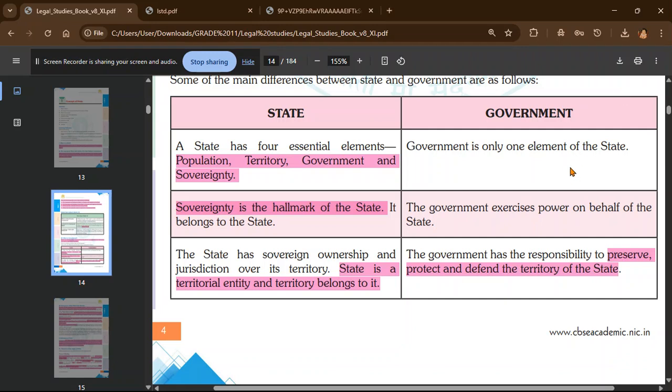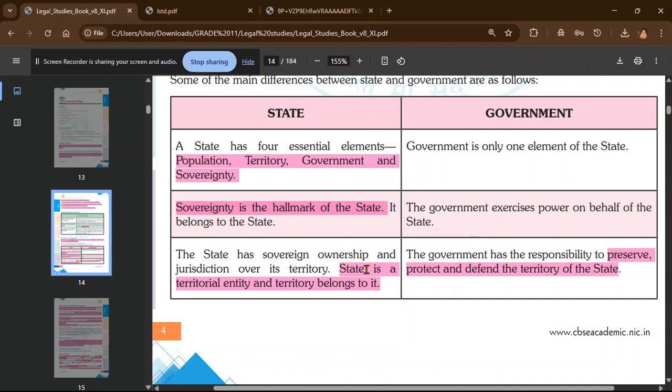Government is only one element of the state. Second difference, sovereignty is a hallmark of the state, means it is the final end point of the state. It belongs to the state. The government exercises power on behalf of the state.